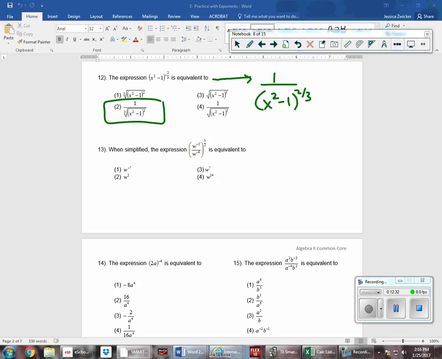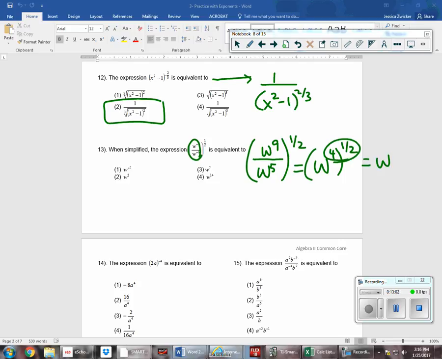Number 13, this was a Regents question. There's a few ways you can do it. What you might want to consider doing first is what's on the inside. If you rewrite what's on the inside, you get w to the 9th over w to the 5th, to the 1/2. I changed the signs of those exponents to be positive by shifting their location. That's w to the 4th to the 1/2. And now that you have a power to a power, you get w squared.